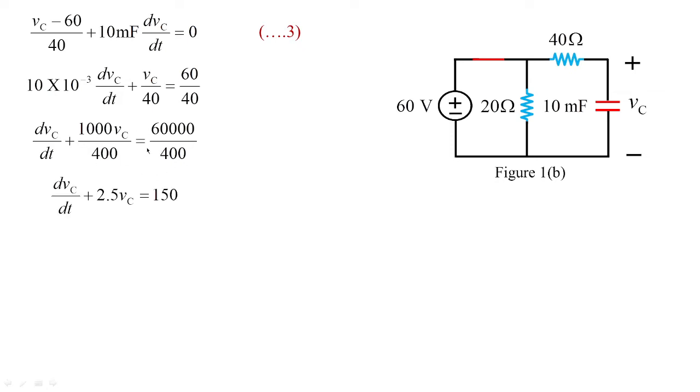So further we can simplify this equation and it becomes dVc by dt plus 2.5 Vc is equal to 150. Now this is a kind of non-homogeneous equation. So this we're treating as equation 4.